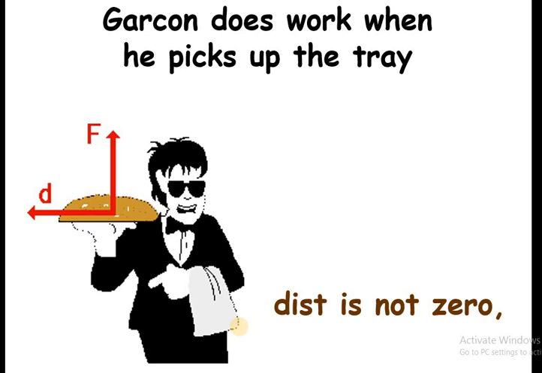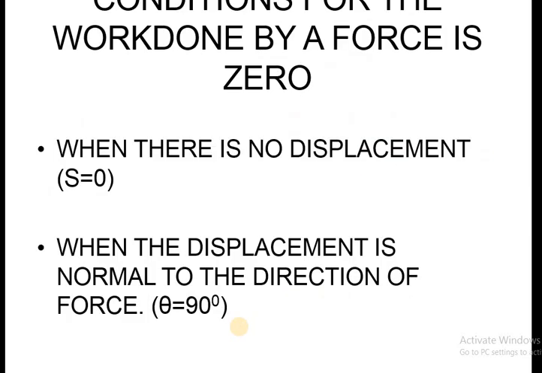with the tray, while he is moving around the room, does he do any work? Let's think. Can you say? Whenever he is moving, his displacement and the force are obviously perpendicular to each other. As these two are perpendicular to each other, the work done is equal to 0. By the next slide, what are the conditions for the work done by a force to be 0?